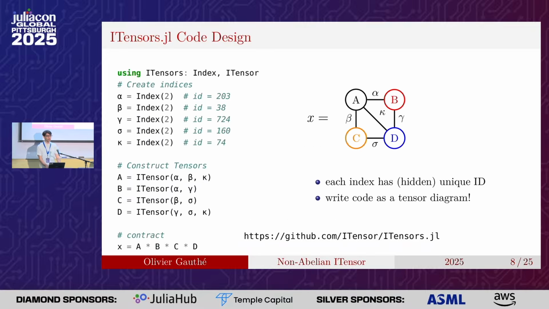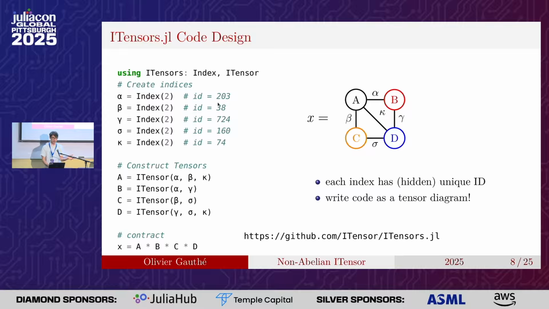So how does it work? It relies on the concept of intelligent indices. Instead of constructing a tensor first, I first define the indices. Here, you see I have this tensor network that I want to contract, and I have 4 tensors inside it and 5 edges that are labeled by Greek letters. So first, I define the edges as ITensor indices. Each of them has a unique identifier, which is hidden.